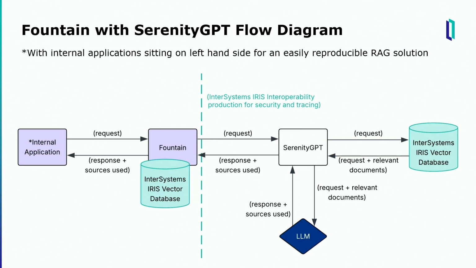On the other side, which is what Victor will go much more in depth on, is the Serenity architecture. So that request goes over to Serenity, and they send that to their own IRIS Vector database. Again, as I had mentioned, IRIS augmenting IRIS, right? This fully IRIS solution. Sending back the requests and docs, those go to the LLM, and eventually this goes back through Fountain, back through our interoperability layer, and out to that internal app for whatever chatbot they may be used. So you can see here, this is a really easily understandable and honestly as easily reproducible RAG solution.